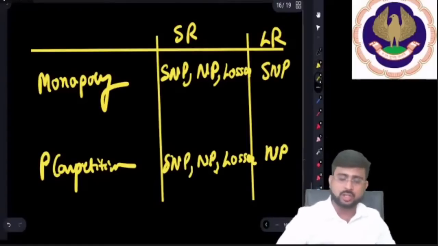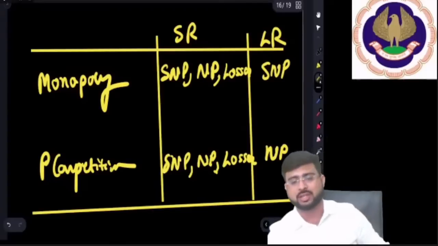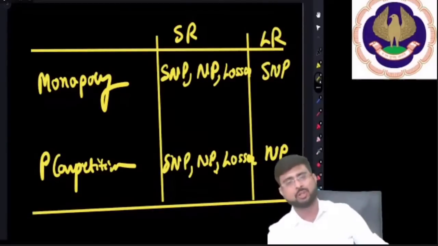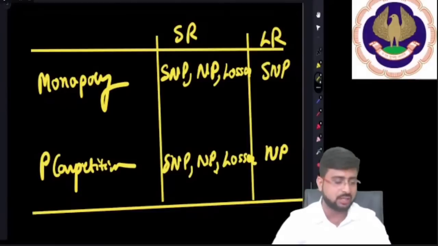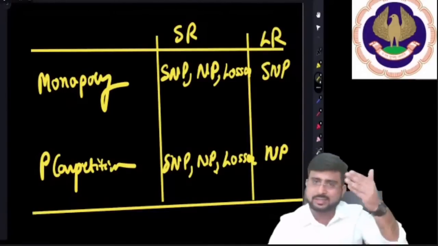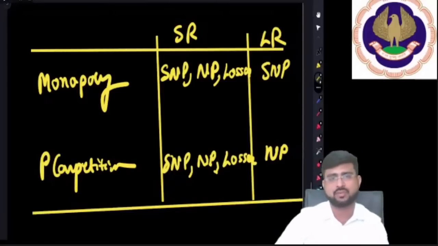Because in the long run in perfect competition, there will be a lot of sellers. But in the long run in monopoly, the monopolist will be alone. So he will be taking advantage of all the cream that is there in the market. Nobody else could take that advantage. So there lies the logic, friends.